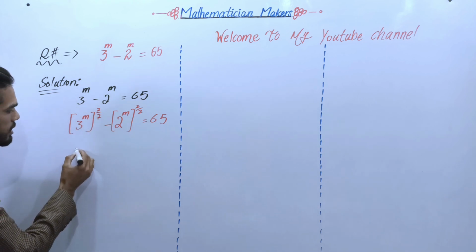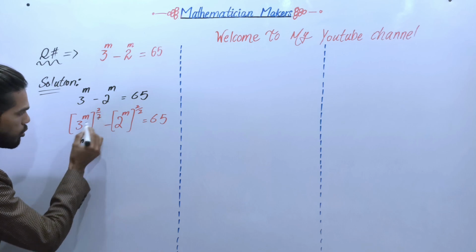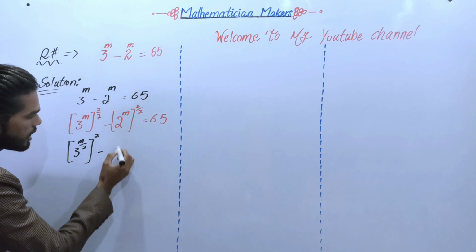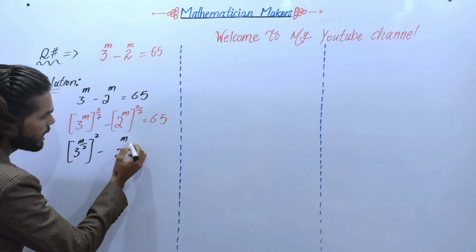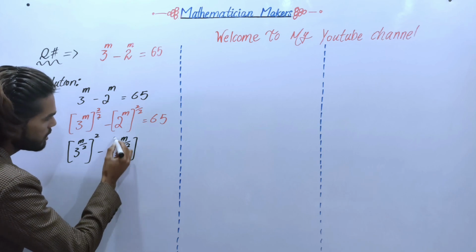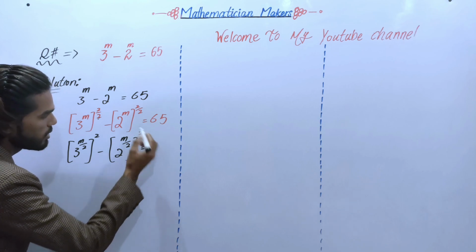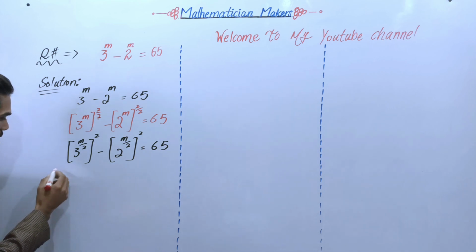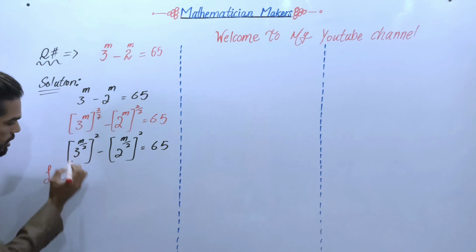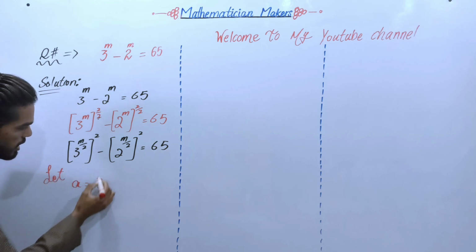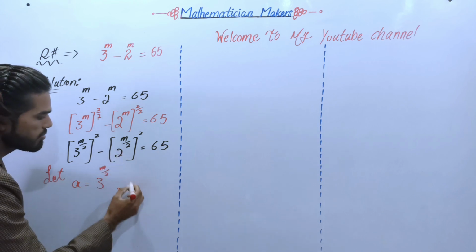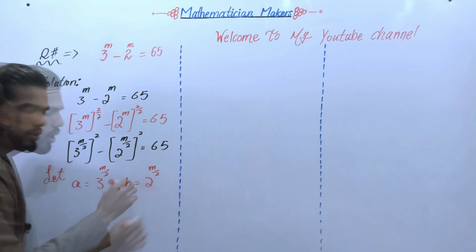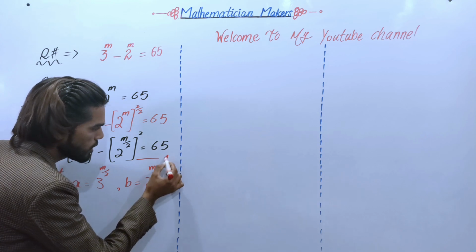So now we can write it as 3 power m by 2, whole squared, minus 2 power m by 2, whole squared, equal to 65. Now let a equal 3 power m by 2 and b equal 2 power m by 2. This equation will be called equation number 1.